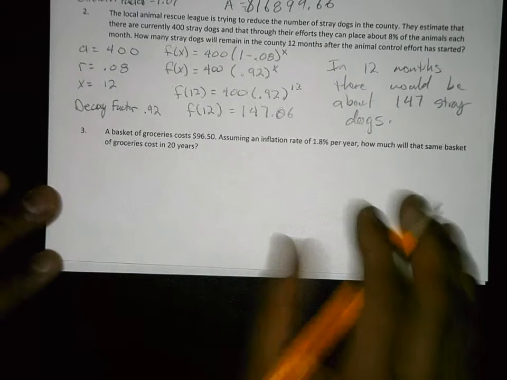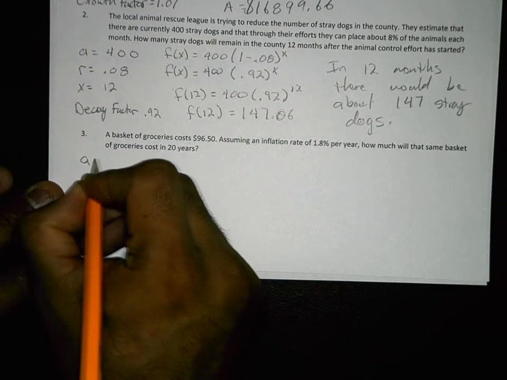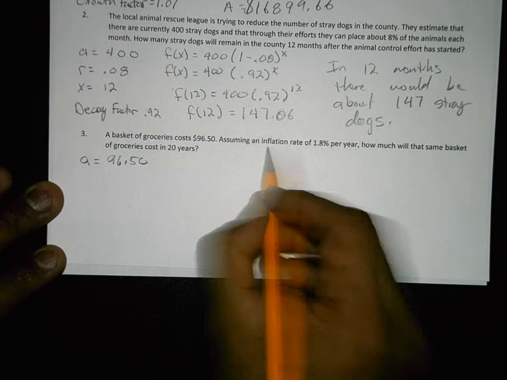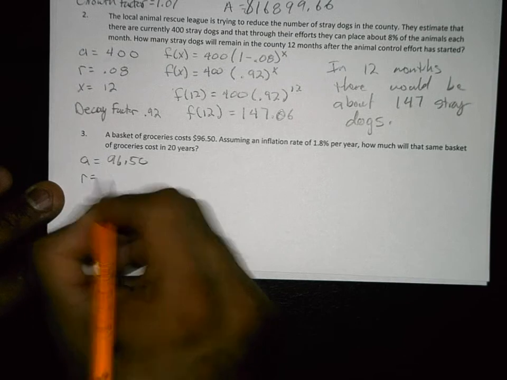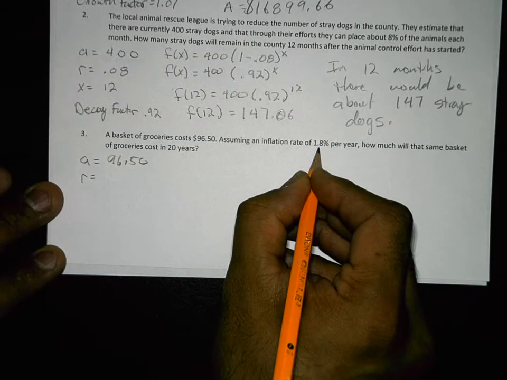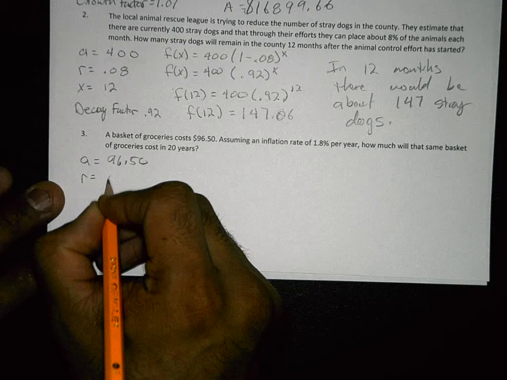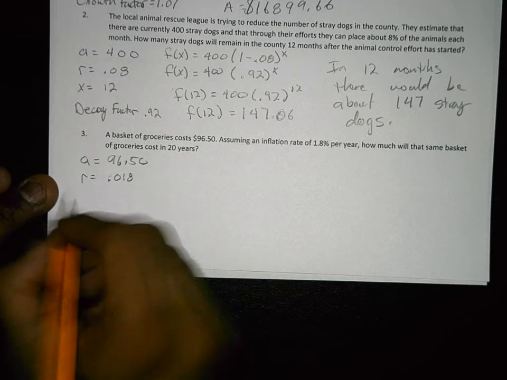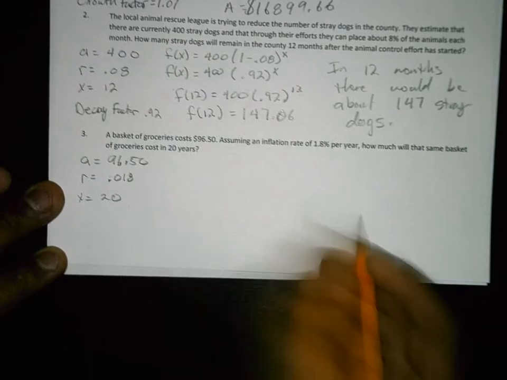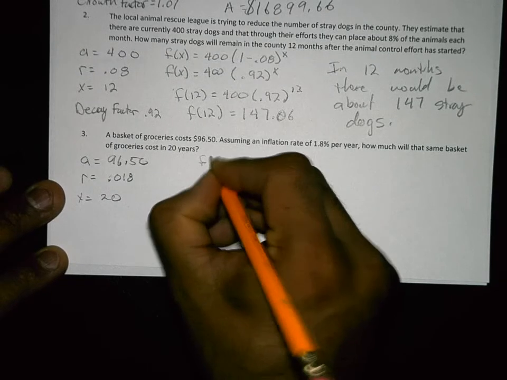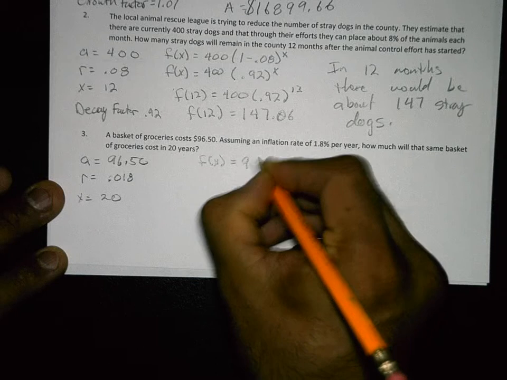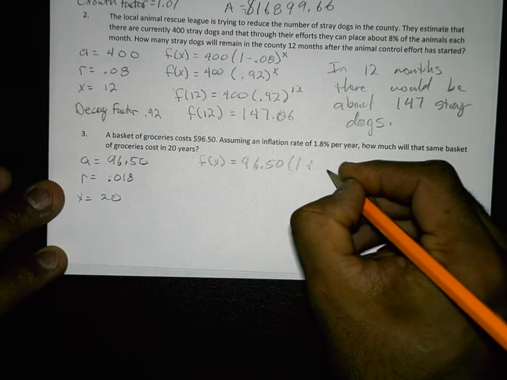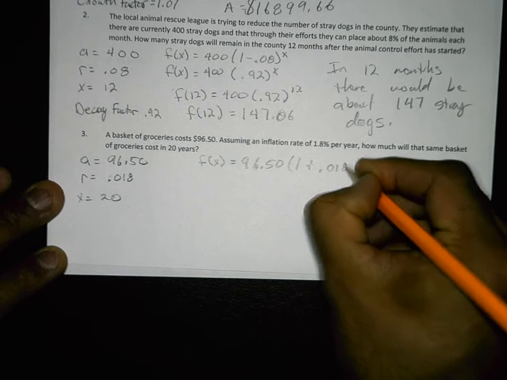So we need our initial amount. Right now we are starting with $96.50. This is going to go up. This is going to be inflation, so it's going to get bigger. Now be careful because there is a decimal here, you've got to move it 2 spaces, so 0.018. Eventually I'm going to plug in a 20 for the x. So setting this up, I'm going to have f of x equals my initial amount times 1 plus the rate, which is 0.018, to the x.